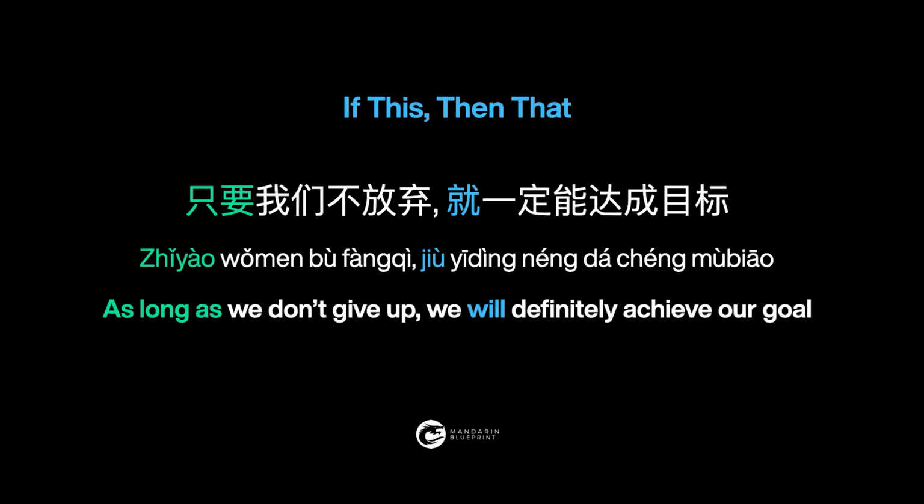只要我们不放弃，就一定能达成目标. As long as we don't give up, we will definitely achieve our goal. So the condition is 我们不放弃, we don't give up. As long as that happens, then we will definitely achieve our goal. That's the result. 达成目標, that's the result. And this is a very, very common structure that you'll find is very useful in many instances.